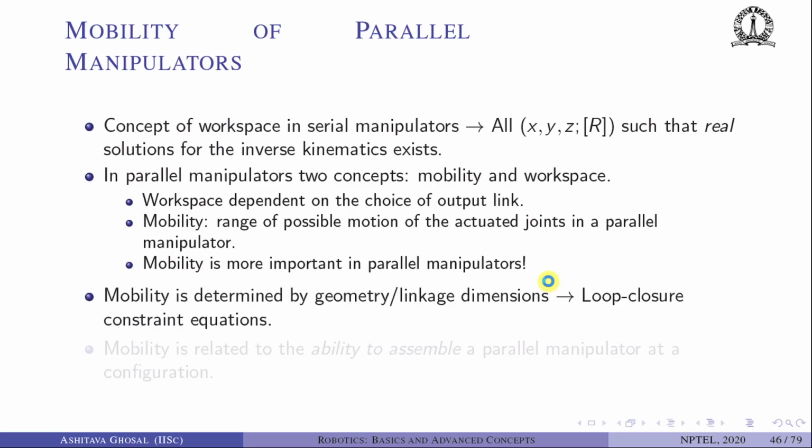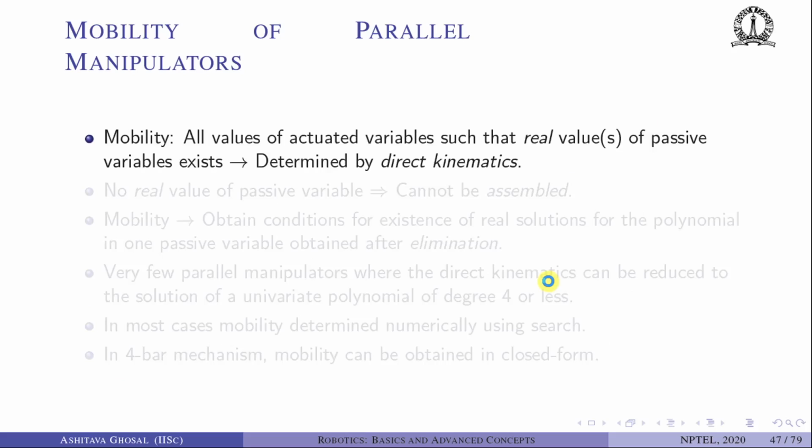The mobility is determined by geometry and linkage dimensions, or in other words, by the loop closure constraint equations, which are used to solve the direct kinematics. Mobility is related to the ability to assemble a parallel manipulator at a given configuration. If I give you values of theta and phi, the actuated and passive joint variables, can I assemble the manipulator in that configuration? That is what mobility is related to. By definition, mobility implies all values of actuated variables such that there are real values of passive joint variables, and it is determined by direct kinematics.